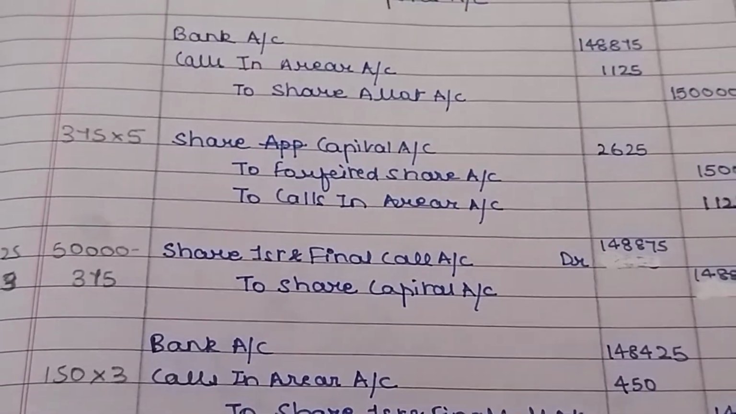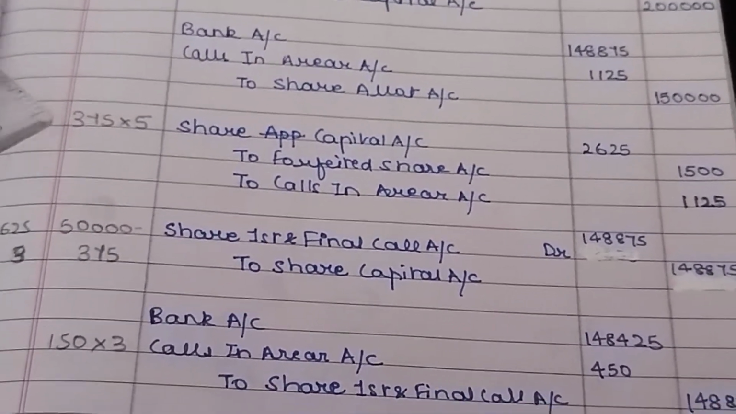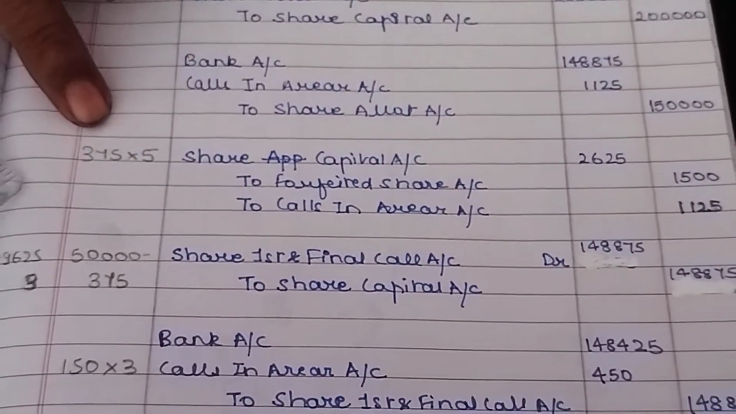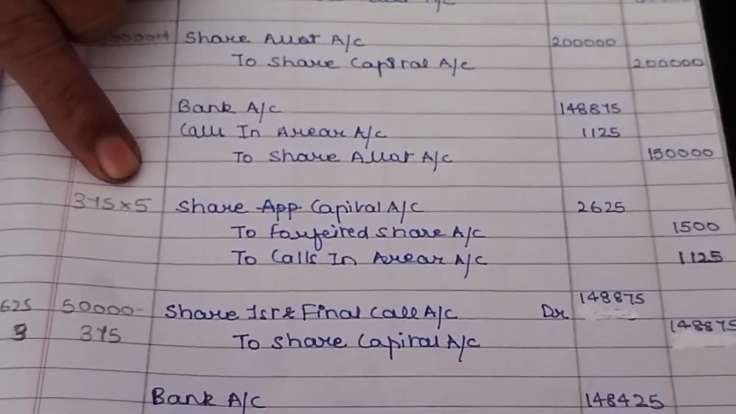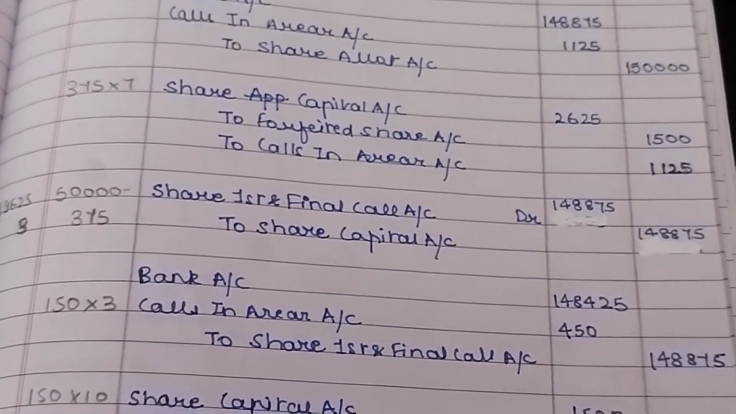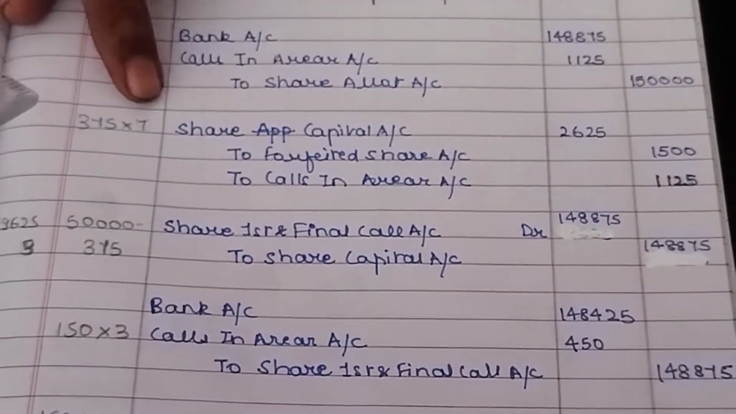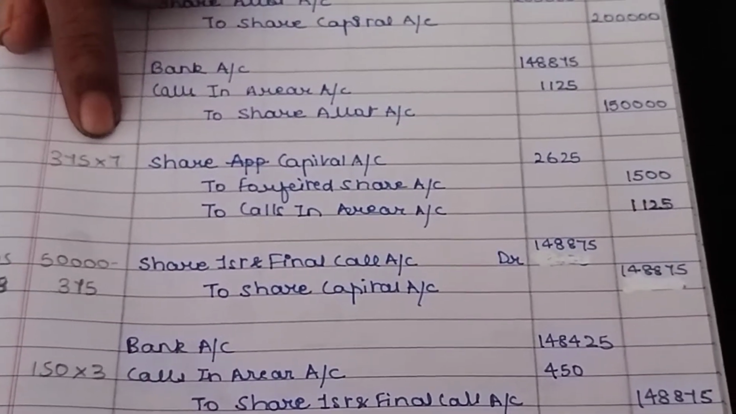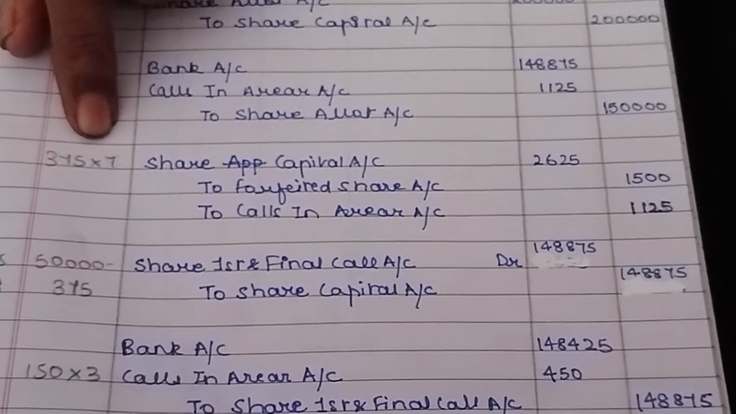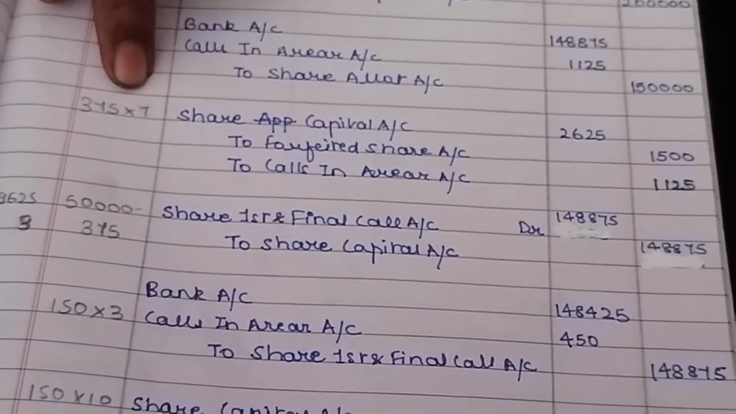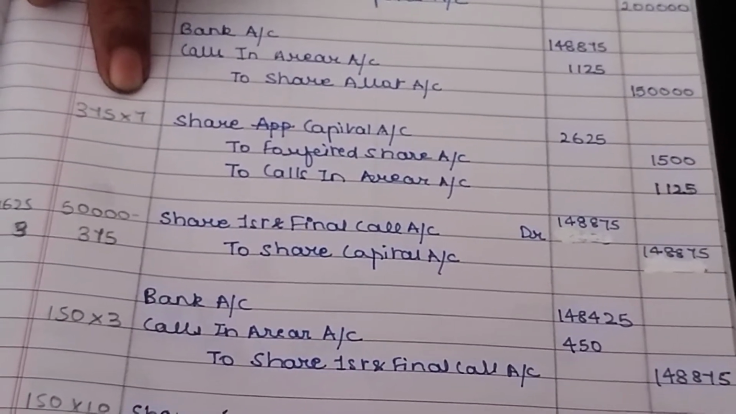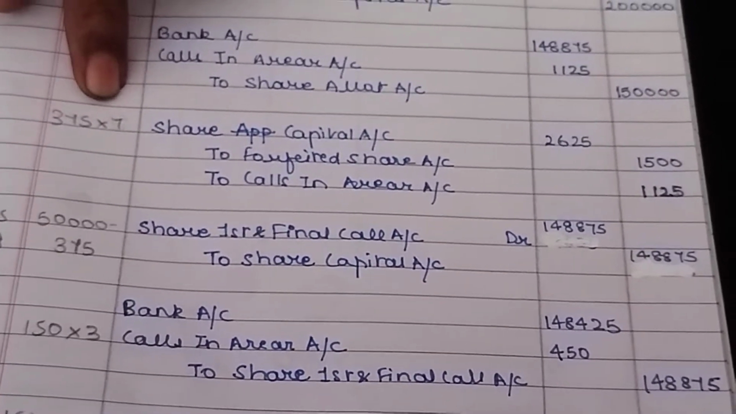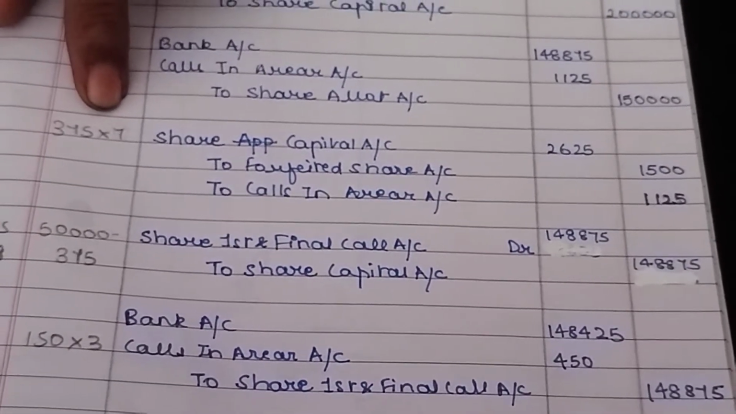Entry number 5th. Share capital account debit 375 into 7. How 7? Application 3, allotment 4. Here we are not going to consider the security premium because that is already collected. If security premium is in calls in arrear, then we are going to consider. So for application share value 3, allotment 4, total 7.